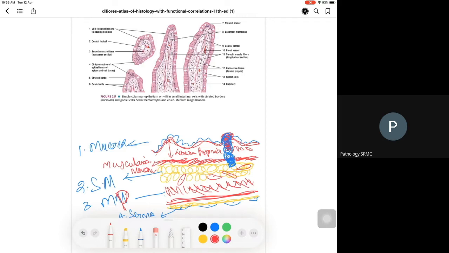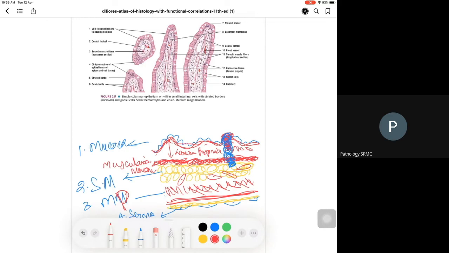So the muscularis mucosa here acts as the basement membrane. Even though the basement membrane is beneath the lining epithelium, the muscularis mucosa acts like the basement membrane. This is a very, very important concept you have to understand.